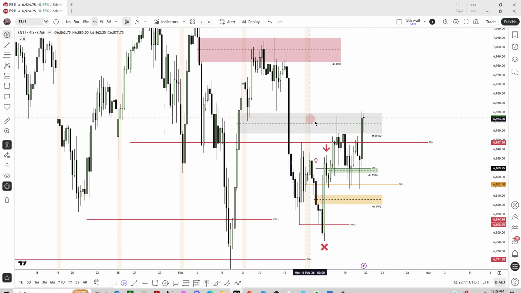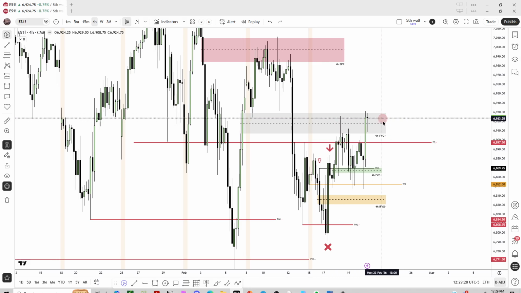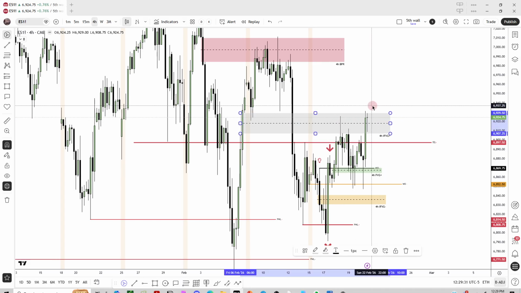So this is your premium. So premium, discount, back to premium. And in order for price to continue going higher, because this is also a breaker as well, high, low, higher high, we want to see price hold above at least the midway point here.